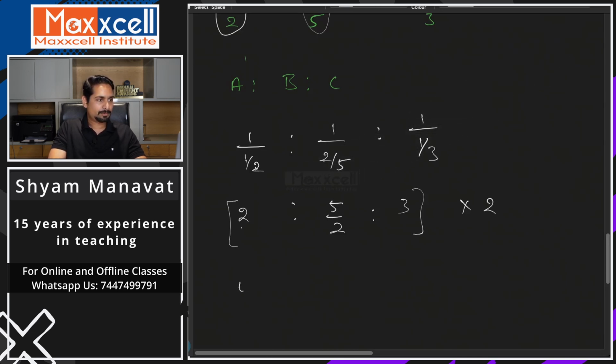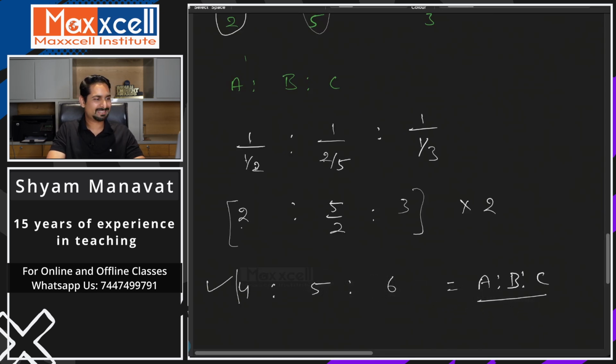Multiply by 2. So you got 4 here. 5 by 2 into 2 is 5. 3 into 2 will be 6. This is what you have as A, B, C. Is my answer matching with your answer? Yes, I'm sure it is matching. Great. Good. Thank you to validate my answer.